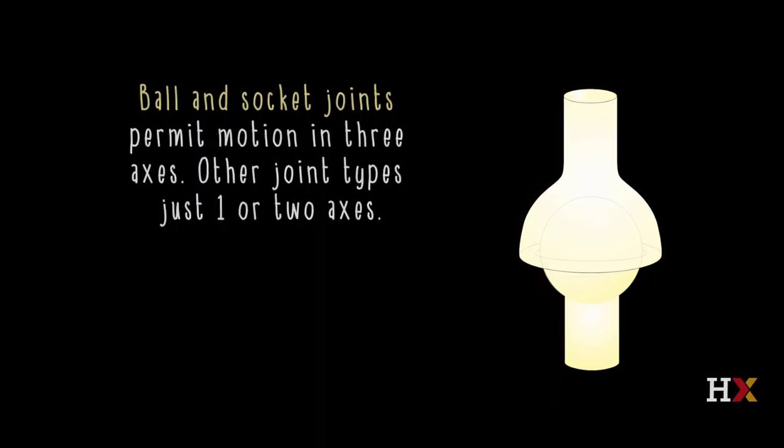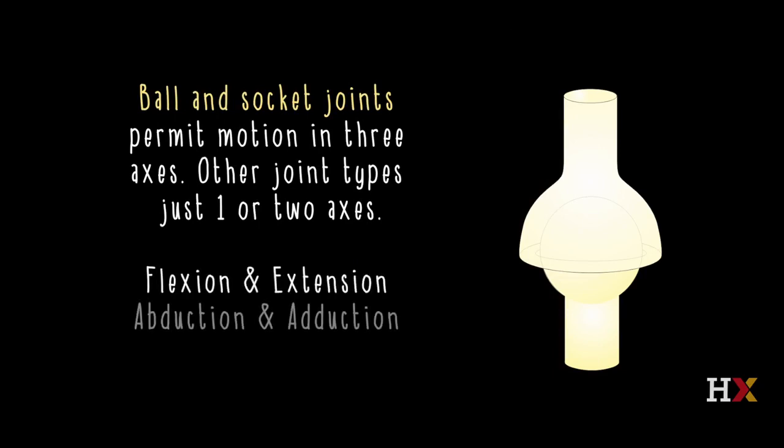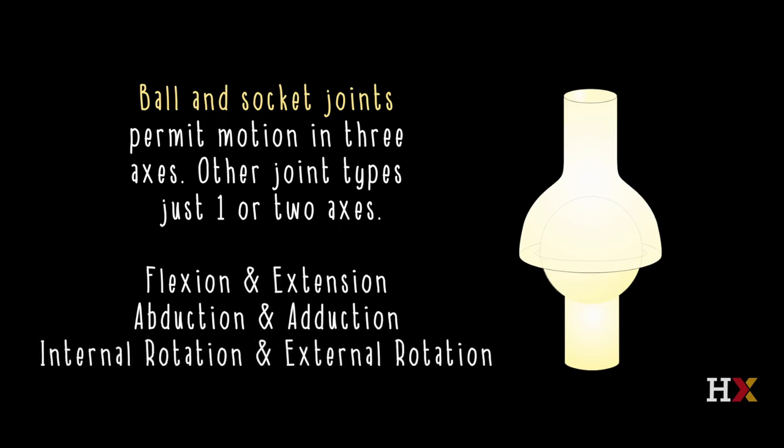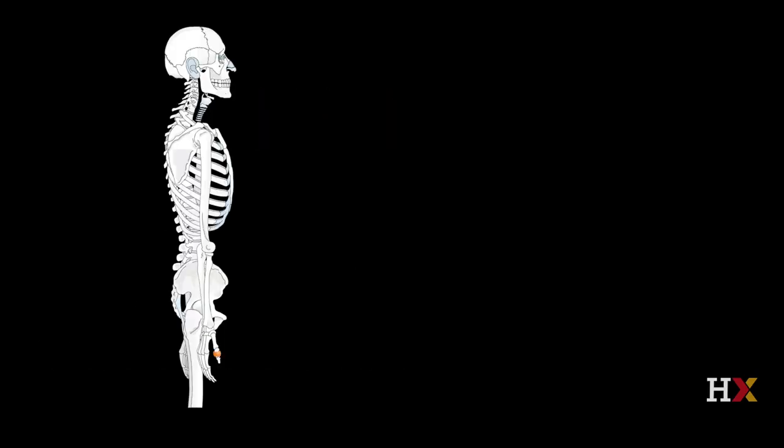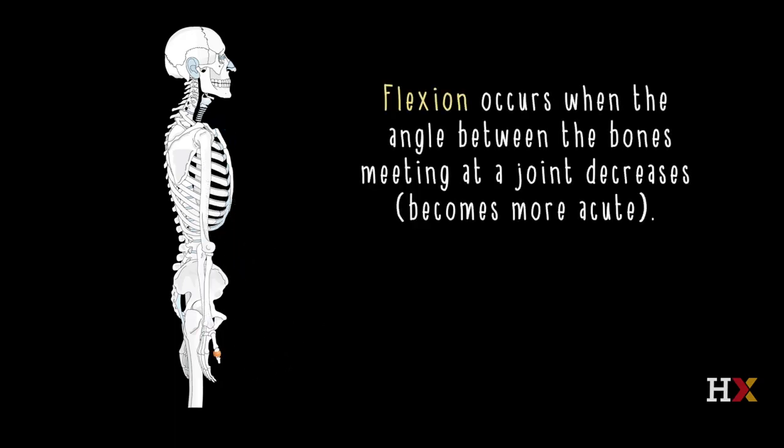Ball and socket joints permit motion in all three axes, and the axes will be flexion and extension, abduction and adduction, internal rotation and external rotation. Here is a skeleton, and the skeleton is demonstrating for you flexion at the shoulder joint.